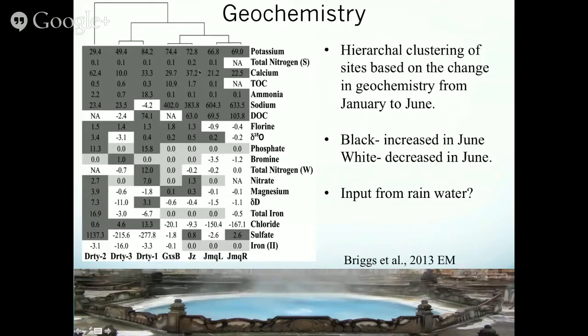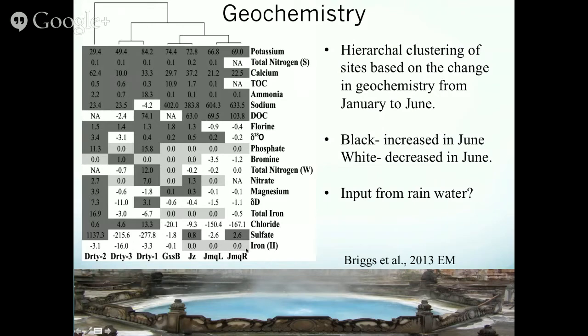So these black ones increased in June, the white ones decreased in June. Some of the gray ones really didn't change much. If we look at the ones that are increasing, some of this potassium, calcium, sodium, dissolved organic carbon, a lot of this stuff is typically higher in the surrounding soils and the environment than a hot spring, and it seems to be increasing. If we look at some of the stuff like iron and sulfate, they're typically decreasing.